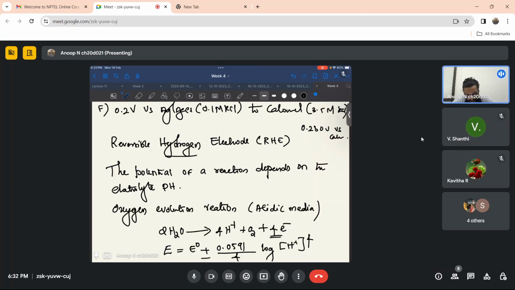Here I use plus because I am using it in the oxidation direction. Usually I use a reduction potential, so I used it in the oxidation direction, so here I used the positive sign. If I'm writing in the reduction form, it will be minus 0.0591 divided by 4 log of 1 by H plus concentration raised to 4.